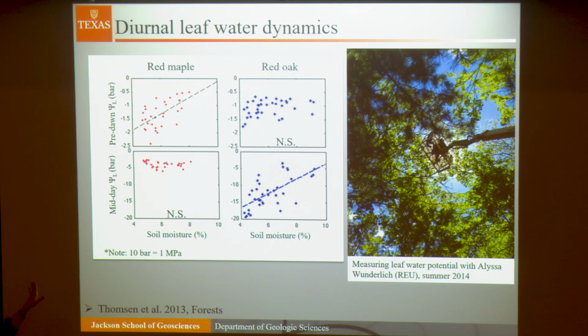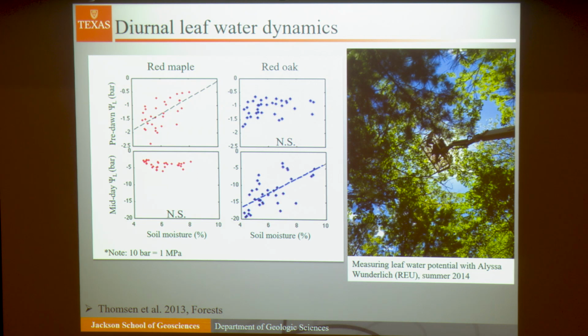And so our red maple, on the side that's closest to me, while its early morning leaf water potential is strongly correlated with what the soil is doing, it's not so much in the afternoon. And it's striving to maintain that constant leaf water potential. And so traditionally, we dub this as isohydric, meaning that it maintains the same water potential.